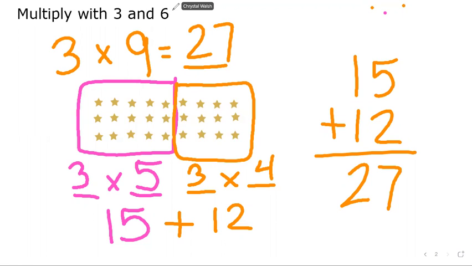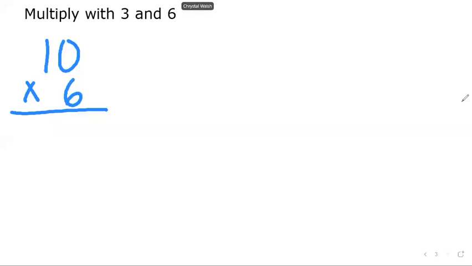Should we try one more together? Okay, let's do that. Let's look at our last example together of 10 times 6. I have 2 factors. I have 10 and I have 6. Now before we skip count by 10s, because that's a really quick way to do it, I want to show you another way to do it using the distributive property or using an array, a picture to do it.